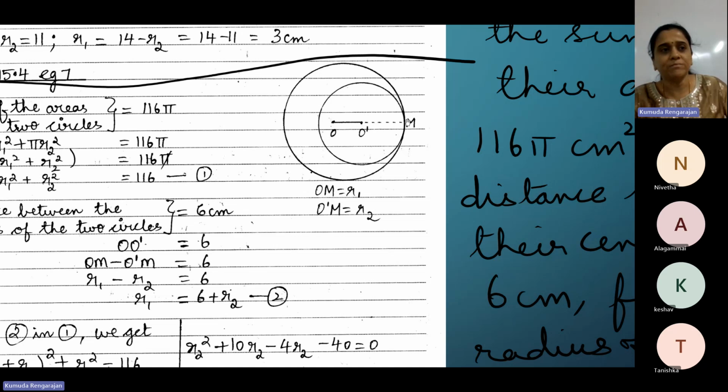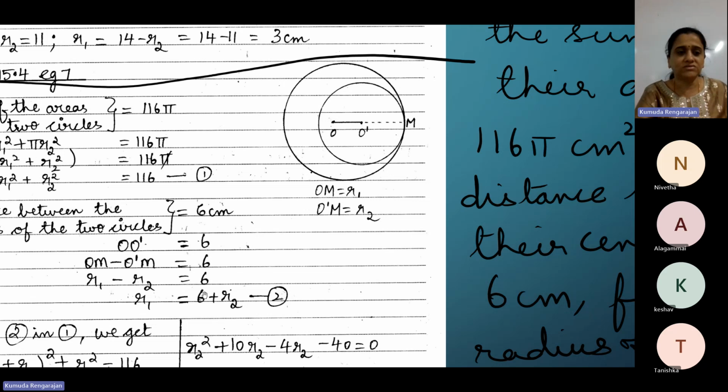What is OM? Radius of one circle. What is O dash M? Radius of the other circle. OM minus O dash M, where OM is the radius of the bigger circle and O dash M is the radius of the smaller circle, is equal to 6.